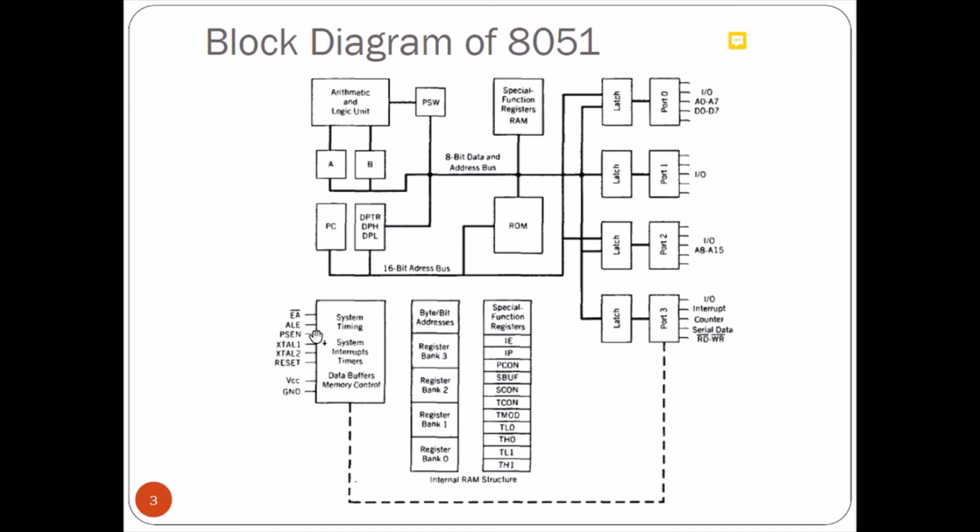Then here we have the different signals for system timing, interrupts and data buffer memory, and here these are the VCC power supply pins, VCC and ground. And we have here ROM, 4 KB of ROM. So the microcontroller 8051 has the processor, inbuilt processor, as well as inbuilt RAM, ROM, IO ports, timers, and serial data. And for serial data communications, it also has the serial ports.